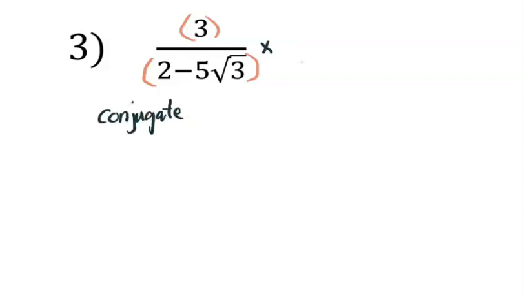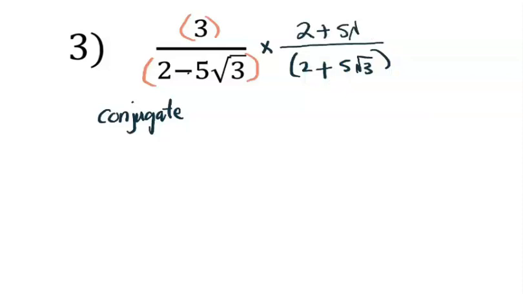And the conjugate is exactly the same numbers as we have before, but now we have a plus when we have a minus there. We have a minus there, then the conjugate will have a plus. So to not change the fraction, I must multiply top and bottom with the same thing. In other words, I'm just multiplying by 1. So this will help me to simplify.